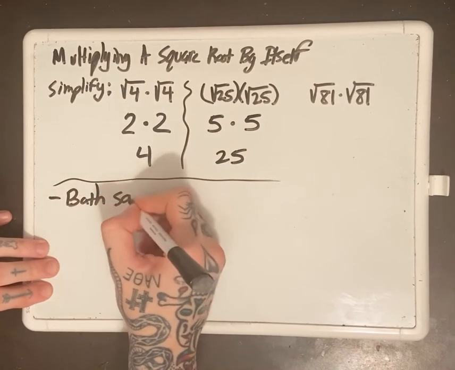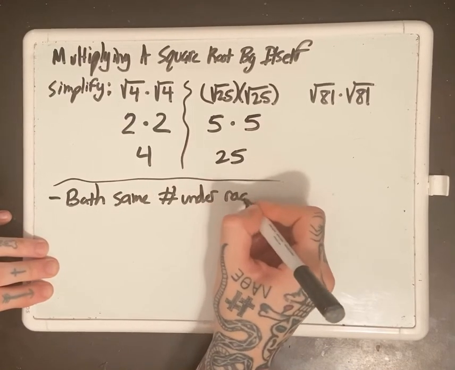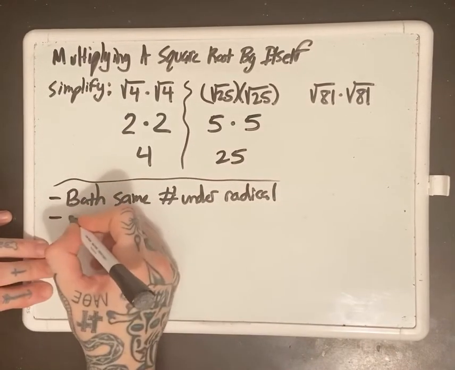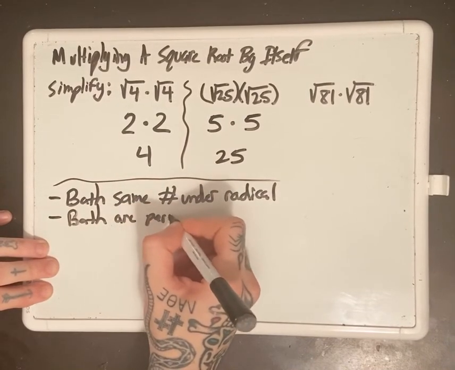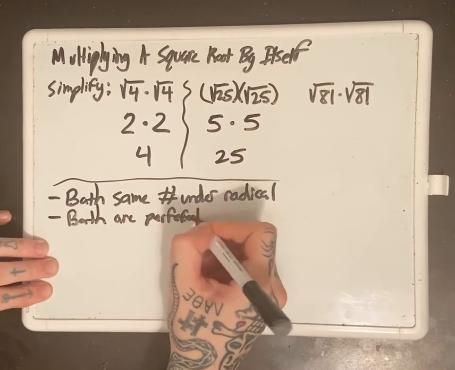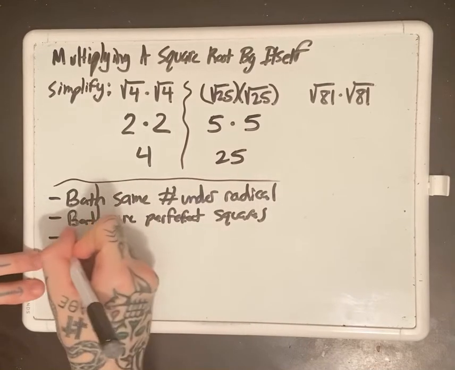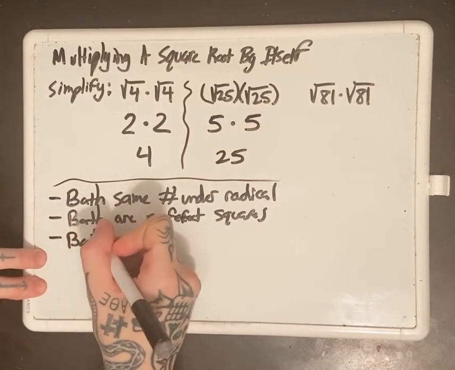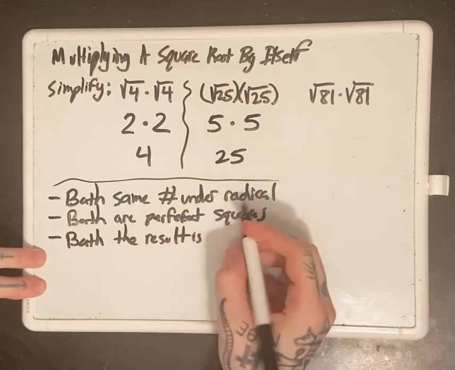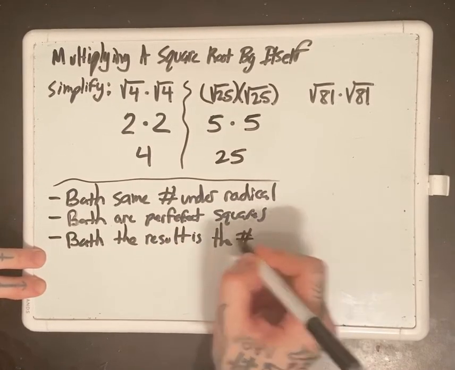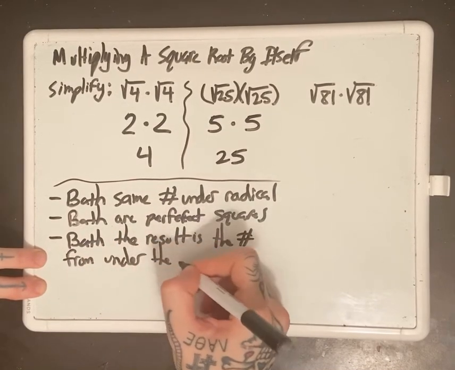Both have the same number under the radical. Both are perfect squares. Both, the result is the number from under the radical.